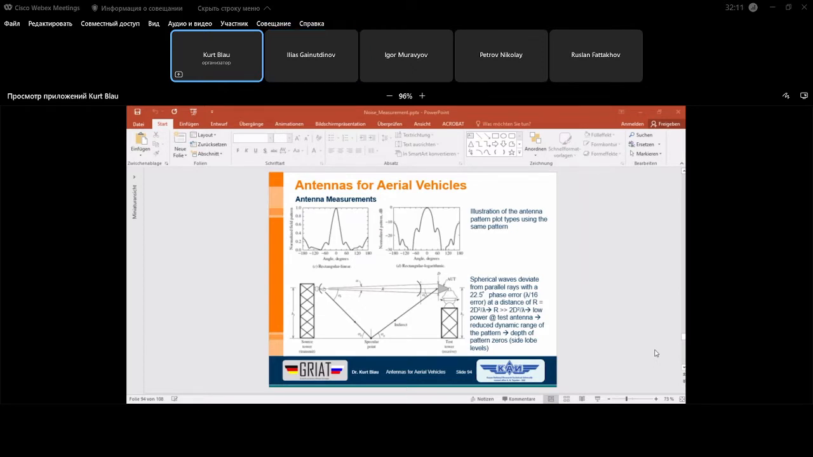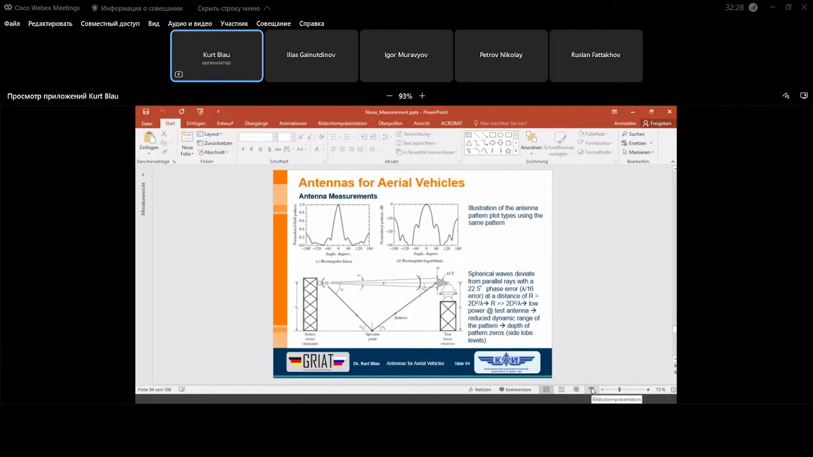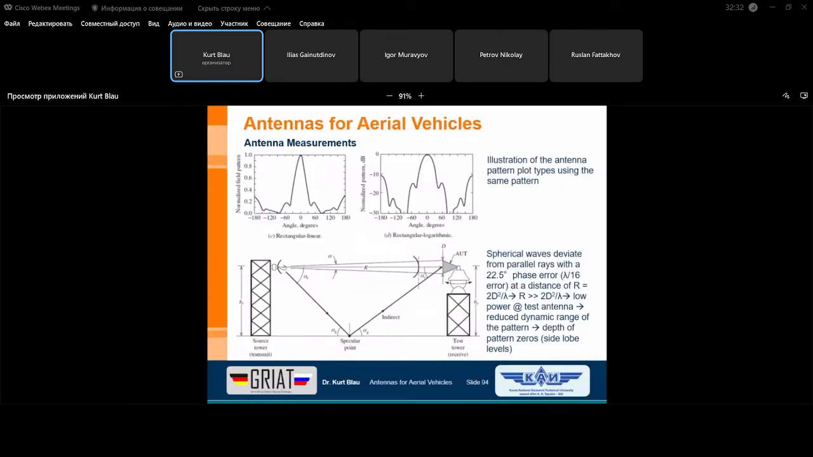Welcome, and I will give you a short summary of what we have discussed in the last session. We talked about antenna measurements, and you see here the first slide. I will make it full scale, okay?